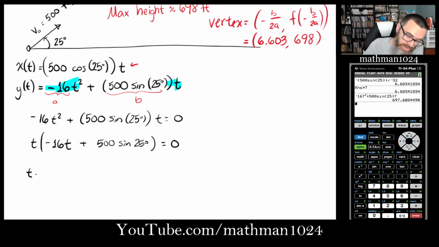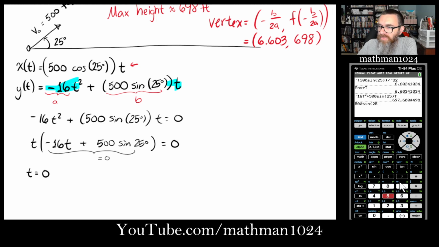All right, so when do we hit the ground? Well, the first solution is going to be when t equals 0. Obviously, that's where you start. The other part is whenever you take this and set it equal to 0, which just means that we take 500 sine of 25 degrees and we divide by 16. So this other solution means that t is approximately 13.2 seconds. That's when we hit the ground.